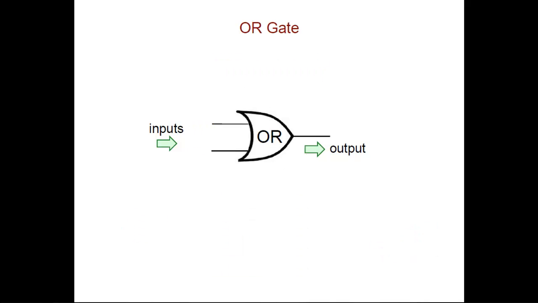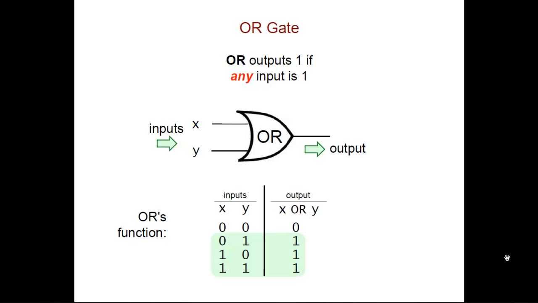The OR gate is drawn as you see here. There's a curved edge on one side where the inputs come in, and then there's a pointed edge where the output goes out. The OR gate will output a 1 if any of its inputs is a 1. Here's the truth table for an OR gate with two inputs, X and Y, and you can see we're almost always getting a 1. We only get a 0 if both X and Y are 0.